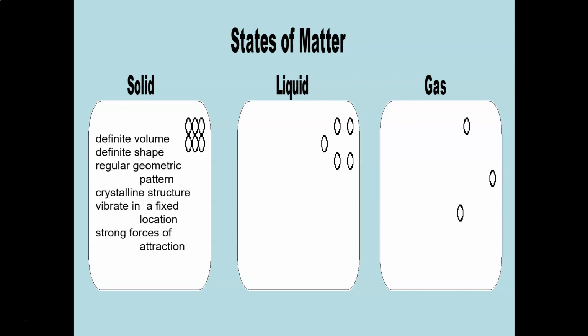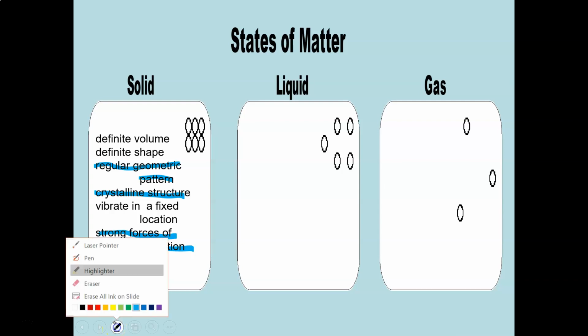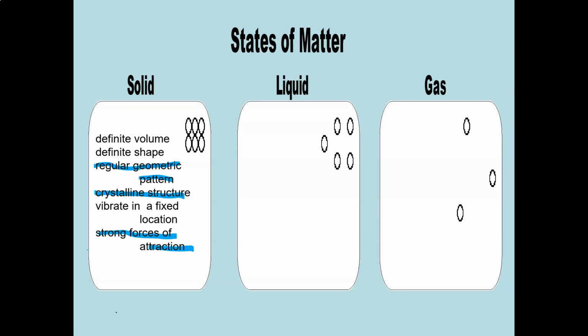Okay, so we have a solid. There are key words in this. A solid is something that has definite shape, definite volume. Some of the key words here are that it has a regular geometric pattern. That is something to look for as a description. It is crystalline, and it has the strongest forces of attraction. When you see this as drawn anywhere, it is neatly stacked, like over here in the corner, one on top of each other.